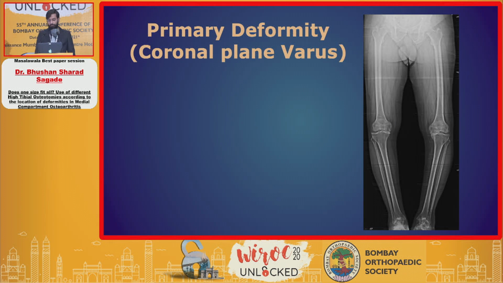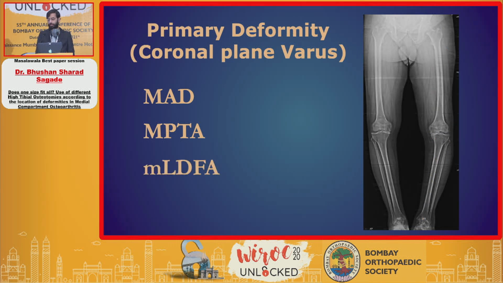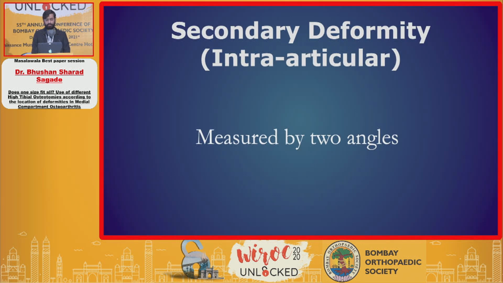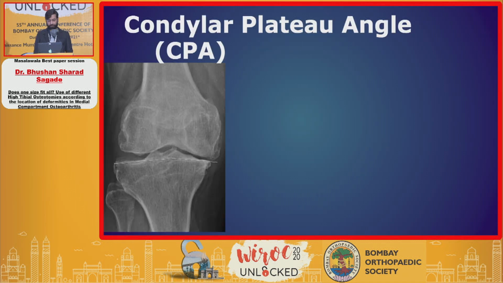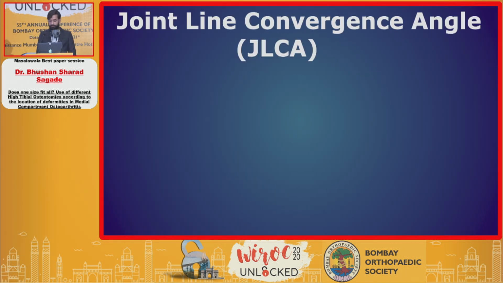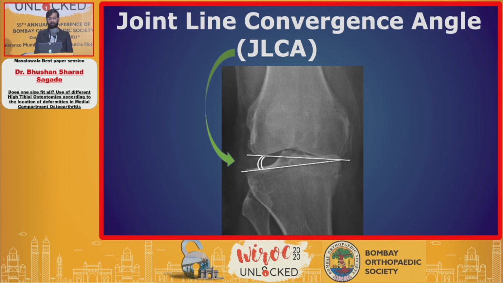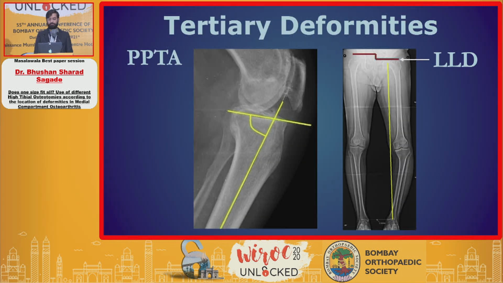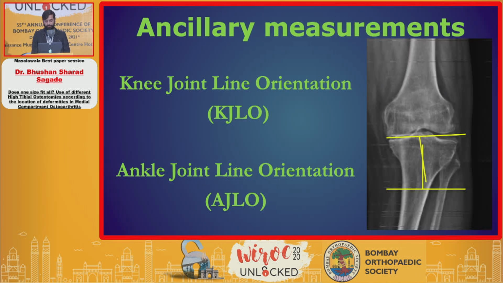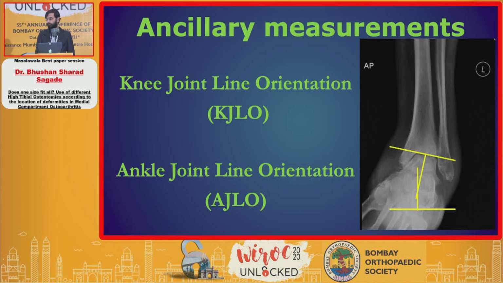Primary deformity was a coronal plane varus measured by mechanical axis deviation, medial proximal tibial angle, mechanical lateral distal femoral angle, and hip knee ankle angle. Secondary deformity was an intra-articular deformity which was measured by the condylar plateau angle, which is measured by tangents to the broadest concave part of the tibial condyles, and the joint line convergence angle between the articular surfaces of the femur and the tibia. Tertiary deformities in the sagittal, rotational, and axial planes were measured by posterior proximal tibial angle and limb length discrepancy. We also measured joint line orientation of the knee and the ankle relative to the horizontal.